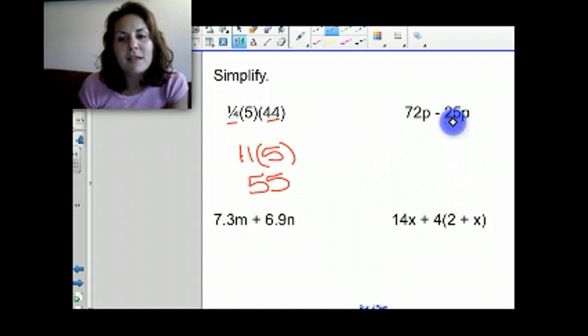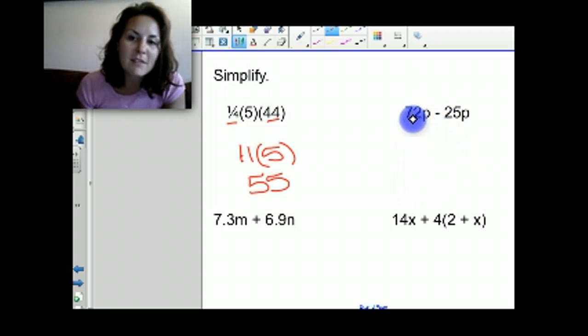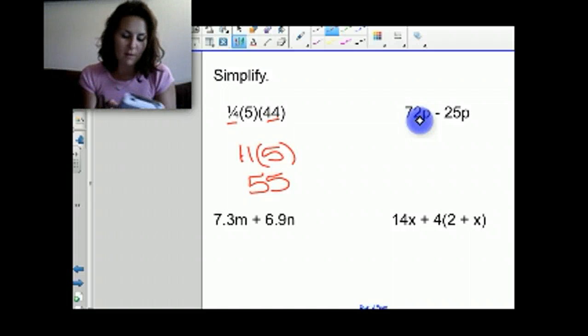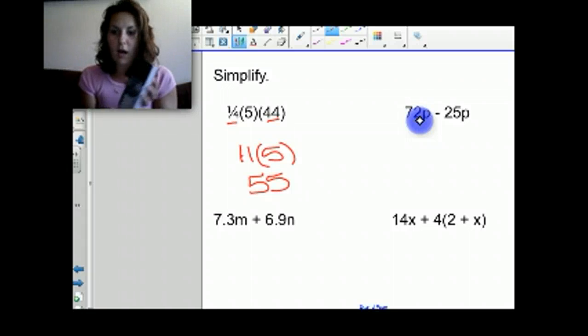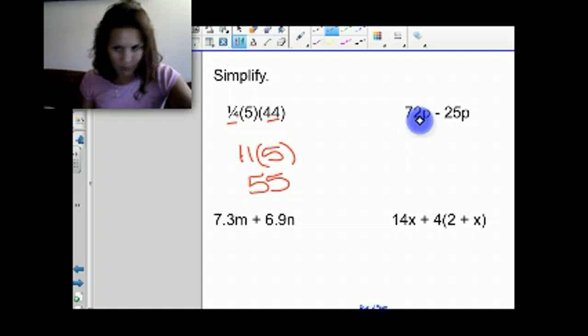72p and 25p, those are like terms. Okay? They are like terms. 72 minus 25. This, I definitely recommend using your calculator. I don't want to see silly mistakes. We're now starting to focus on the algebra. I don't want the arithmetic to be a problem.